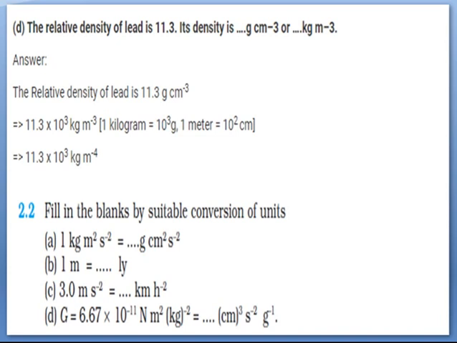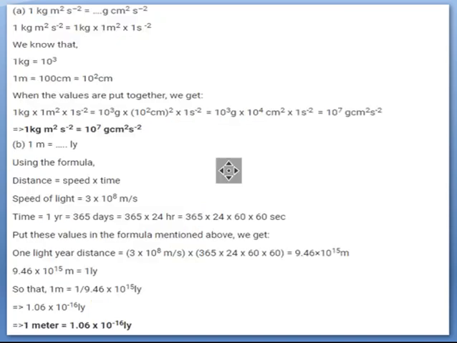The second question says that you have to fill the blanks by suitable conversion of units. Part A: 1 kg meter square per second square is equal to how much gram centimeter square per second square. See the solution of part A, children.